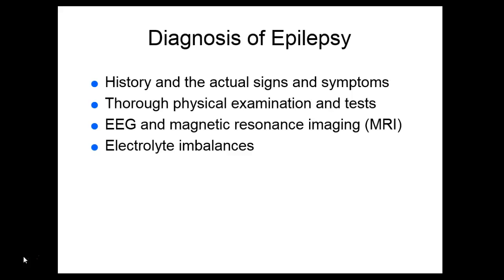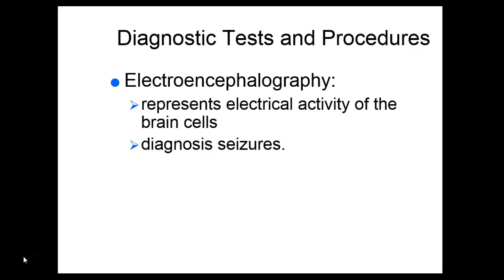Diagnosis of epilepsy is based on history and the actual signs and symptoms of seizuring. A thorough physical exam is done. There may be EEGs performed to see any abnormal brain activity. Also, MRIs may be done. They'll also check for electrolyte imbalances, because some electrolyte imbalances can cause seizures as well. Again, the electroencephalography, or EEG, represents electrical activity within the brain cells and can help in diagnosing seizures.